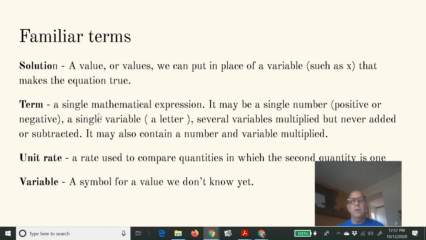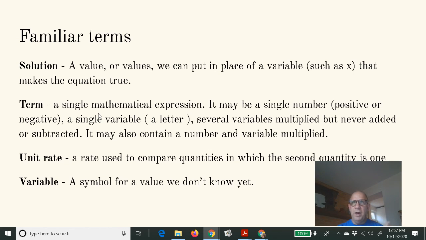Once you add or subtract them, then they become separate terms. So 3x plus 5x, that's two terms, a 3x and a 5x. I can combine them and make it an 8x. Then that would be one term, but 3x and 5x is two different terms. So remember that. And then unit rate, we've talked about a unit rate.